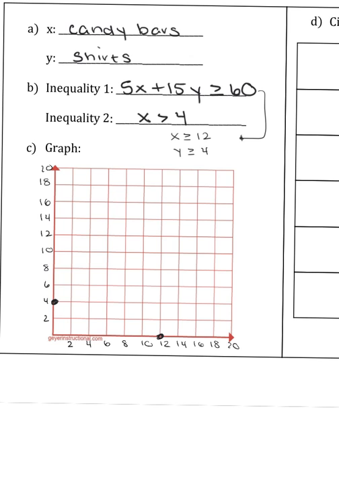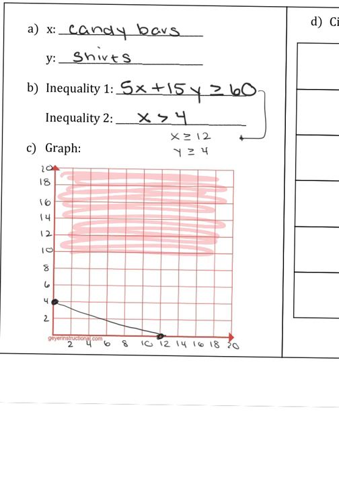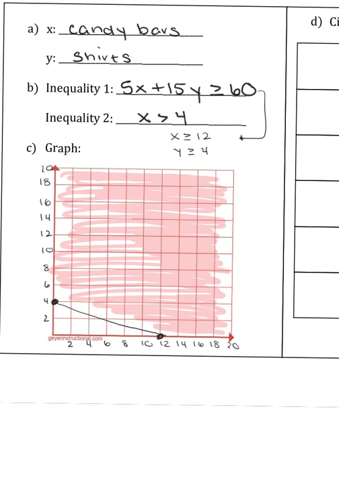Okay. Now we're going to take a look at this second inequality. Before we do that, we have to actually connect our points. Since we have greater than or equal to, we're going to have a solid line. And since it is greater than or equal to, we're going to shade above. So I'm going to shade all of this area here because it is greater than or equal to.